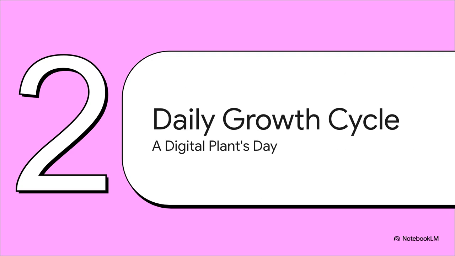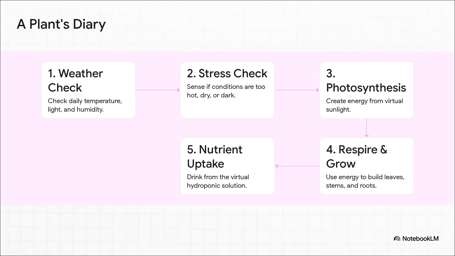Okay, so once that genetic blueprint is all set, the simulator can start the clock. It begins running a daily cycle, simulating every single thing that happens to that plant in a 24-hour window. And this, my friends, is where the real magic begins. Think of it like a daily diary for the plant. Every single day, it wakes up, checks the weather, temperature, light, all that good stuff. Then it asks itself, am I stressed? Is it too hot? Too dark? Then it does its photosynthesis thing, making energy from virtual sunlight. And finally, it uses that energy to grow, building out new leaves, new stems, and drinking up nutrients. This simple little loop repeats day after day, building a whole virtual life from scratch.